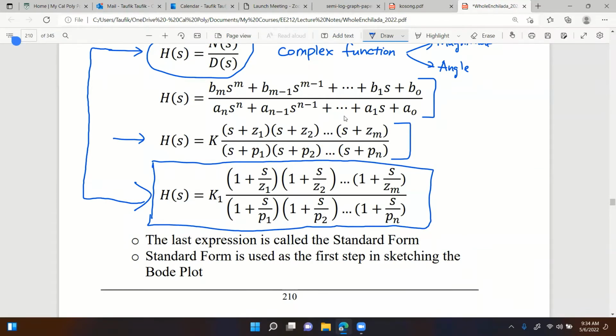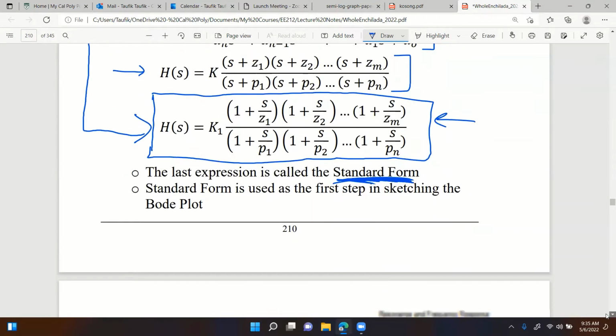So make sure, first of all, you know how to derive the transfer function. Once you derive the transfer function, then rewrite the transfer function in standard form. Always. Is that clear? So derive the transfer function, and once you get it, write it in standard form, which again looks like this. And we'll go through some examples.